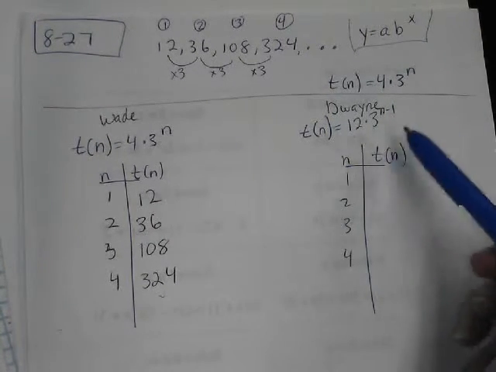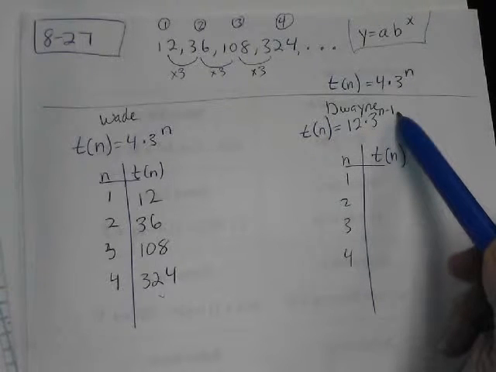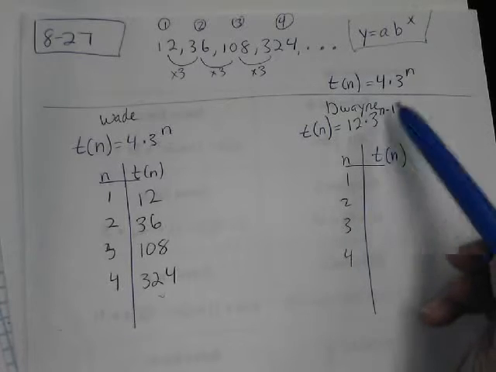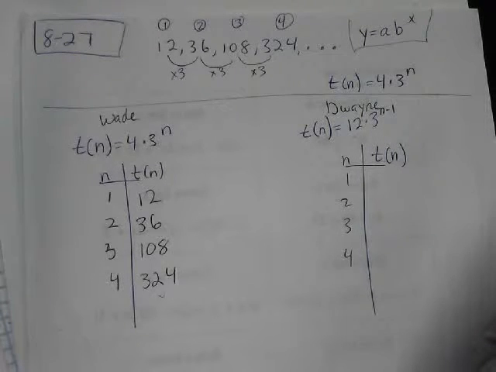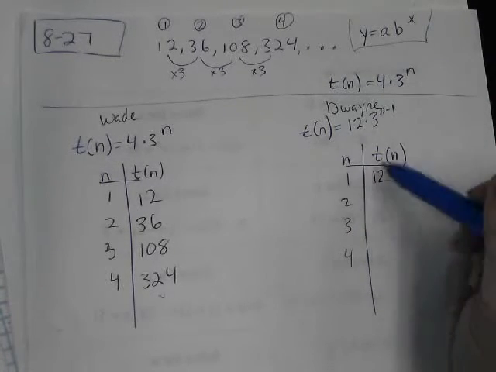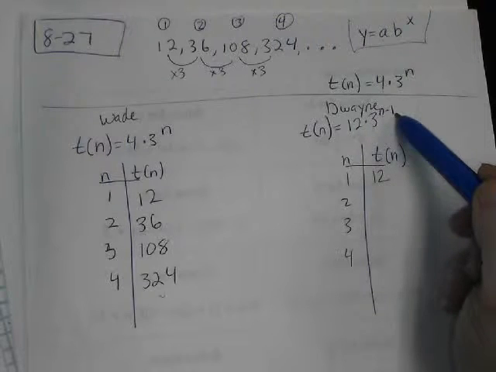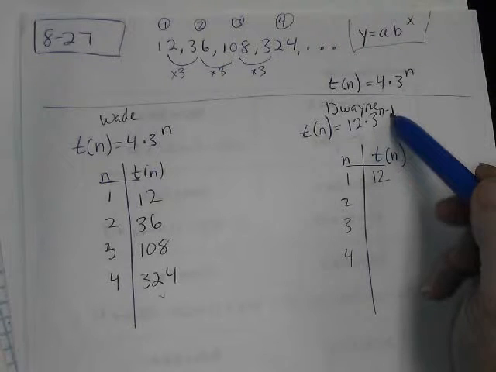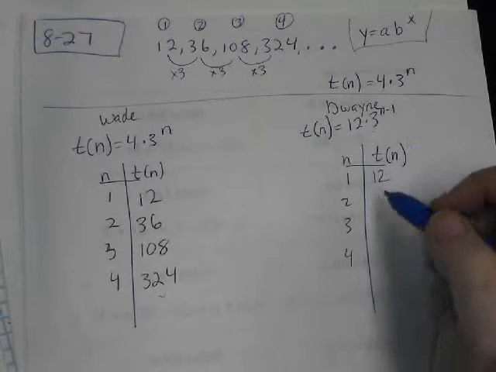So we have to go n minus 1 on Dwayne's. So 1 minus 1 is 0, and 3 to the 0 is, I'm sorry, 1, and 1 times 12 is 12. Huh. Okay, 2 minus 1. 2 minus 1 is 1.